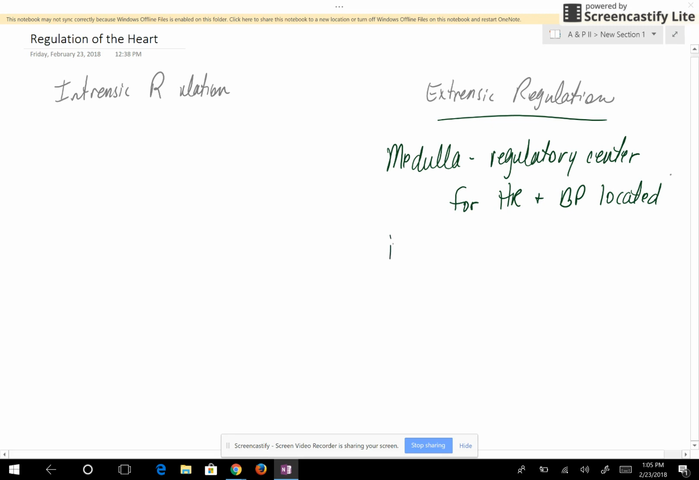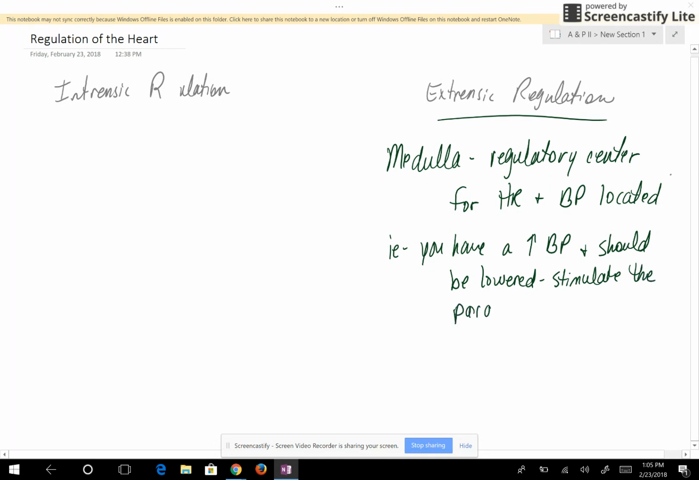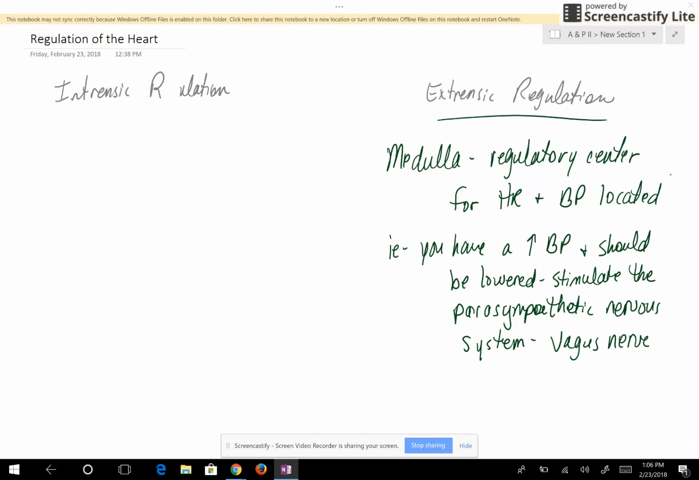If the medulla sees that, I'm going to give you an example here. If the medulla sees that you have a high blood pressure and it needs to be lowered, then the medulla is going to stimulate the parasympathetic nervous system. How does the medulla stimulate the parasympathetic nervous system? It stimulates the vagus nerve. Remember, the vagus nerve is a cranial nerve that is going to influence all the parasympathetic information in your thoracic and abdominal cavities.